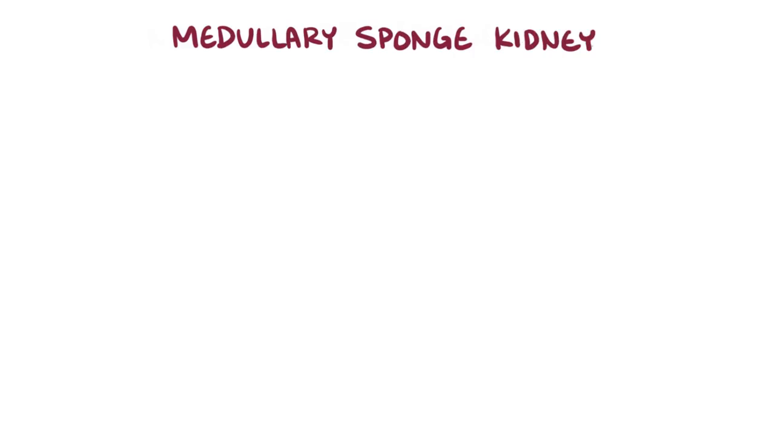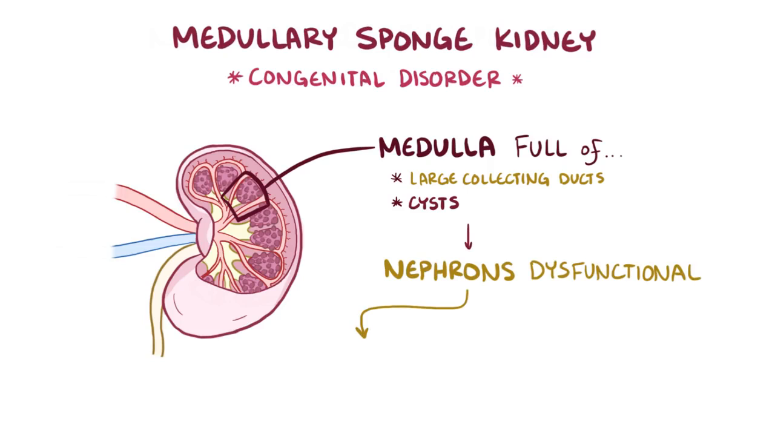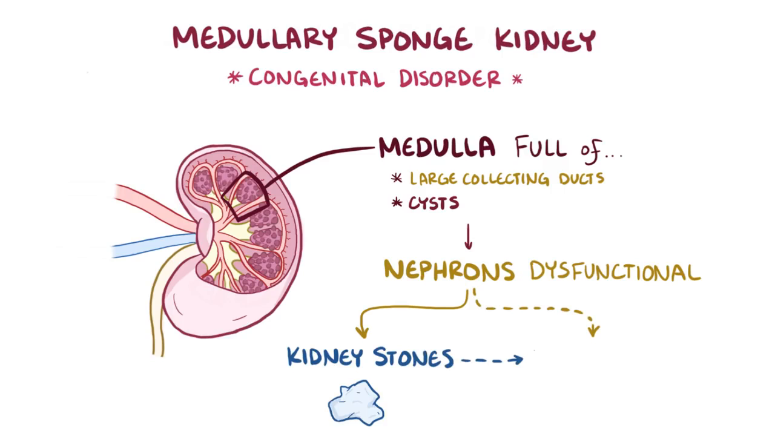Alright, as a quick recap. Medullary sponge kidney is a congenital disorder where the medulla is full of large collecting ducts as well as cysts. To make matters worse, the nephrons can become dysfunctional, which allows high levels of calcium, phosphate, and oxalate in the urine, which can precipitate out and form kidney stones. Together, these cysts and stones can predispose an individual to getting infections.